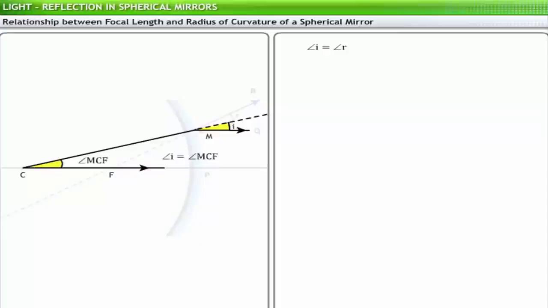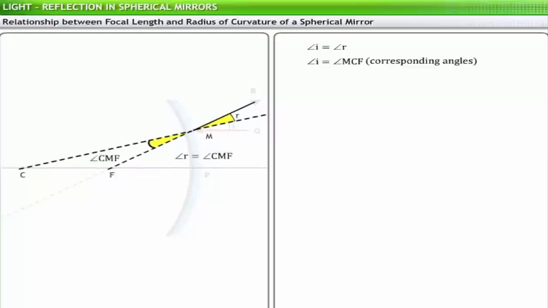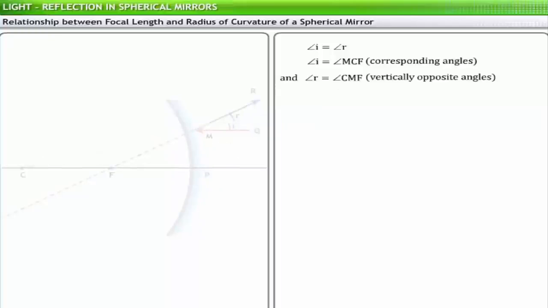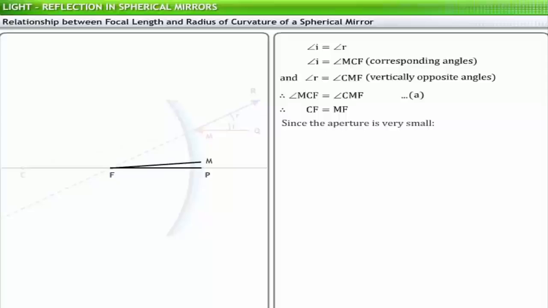Angle I is also equal to angle MCF, as they are corresponding angles. Additionally, angle R is equal to angle CMF, as they are vertically opposite angles. Therefore, angle MCF is equal to angle CMF. Therefore, CF is equal to MF. If point M is very close to point P, that is, the linear aperture of the mirror is very small, then MF is equal to PF. Therefore, CF is equal to PF.